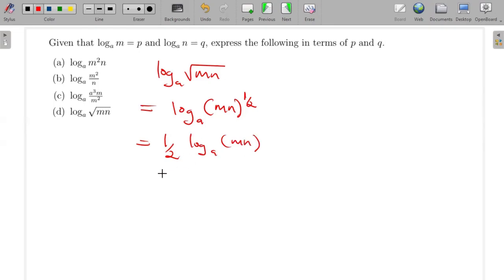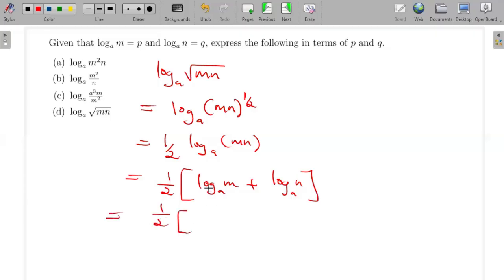Okay, so mn, those are multiplying, so I can separate them such that I'll have this here to be log a, and then m plus, since it's multiplication, and then log a of n, and then I close. So there I'll have half is equal to, so log a of m is just p, so I get p there, plus, and then log a of n is q, so I get q there.